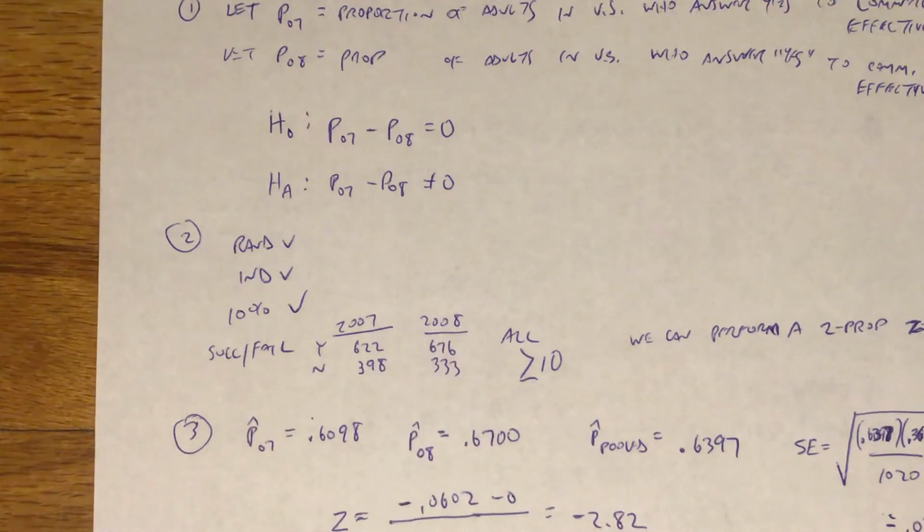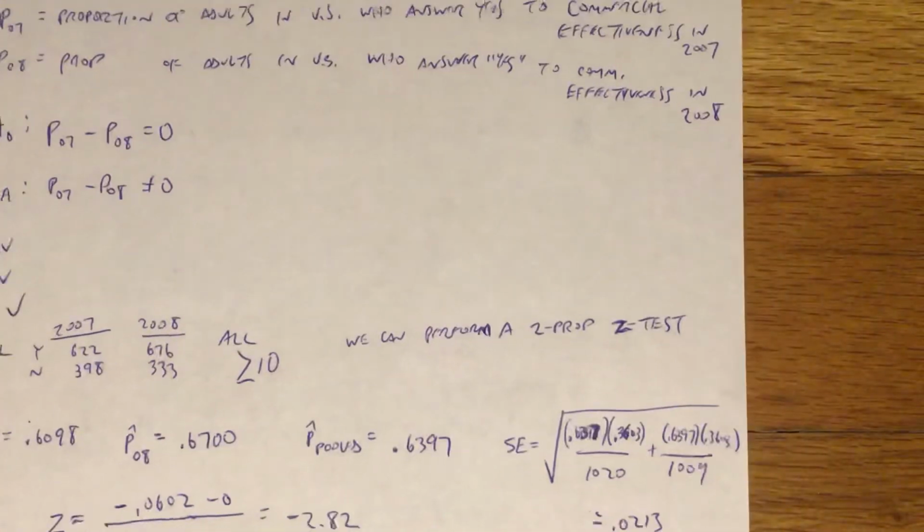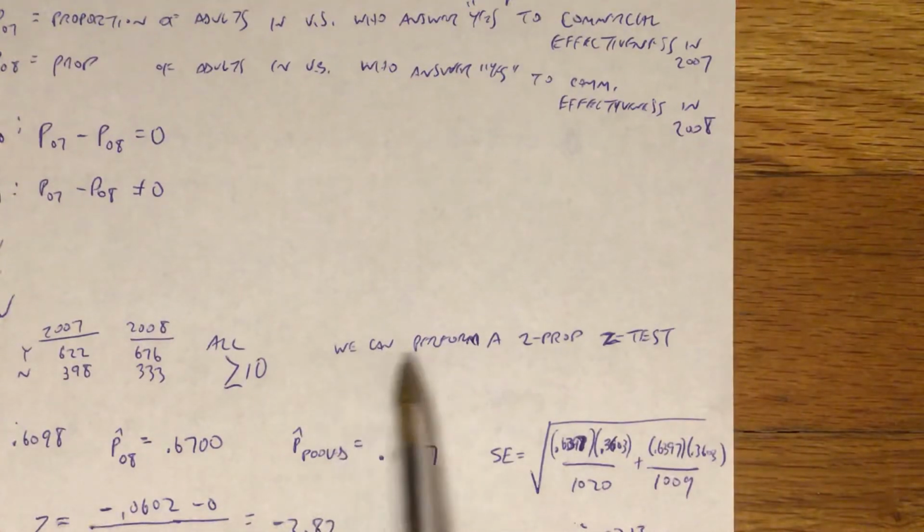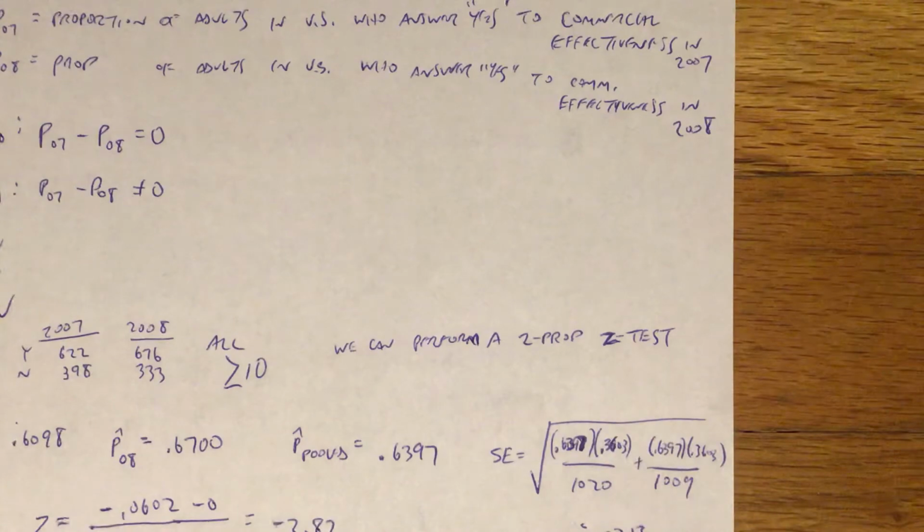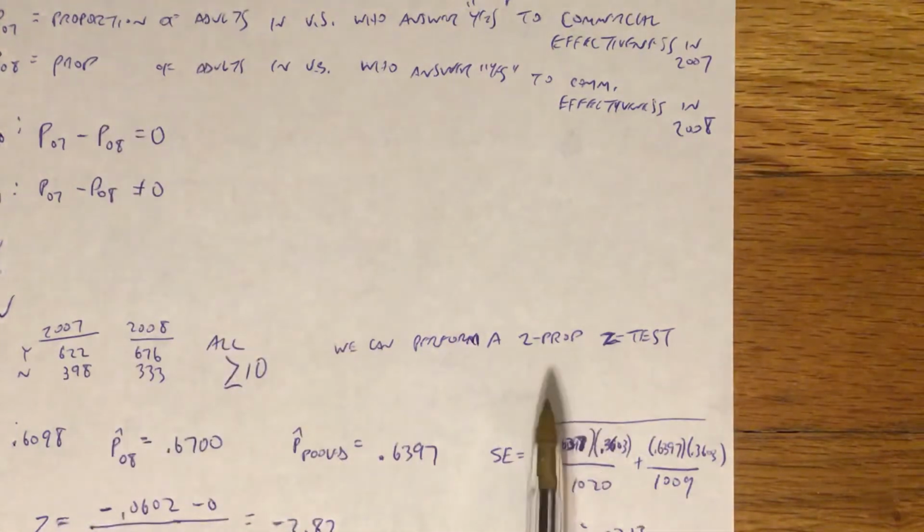So since the normal curve is a good approximation of what's happening for the sampling distribution, we can perform a two proportion z-test, all right? And I'm stating what I'm doing, right? So this is the test that I wanted to do from the beginning. I'm able to do it because the conditions are met.